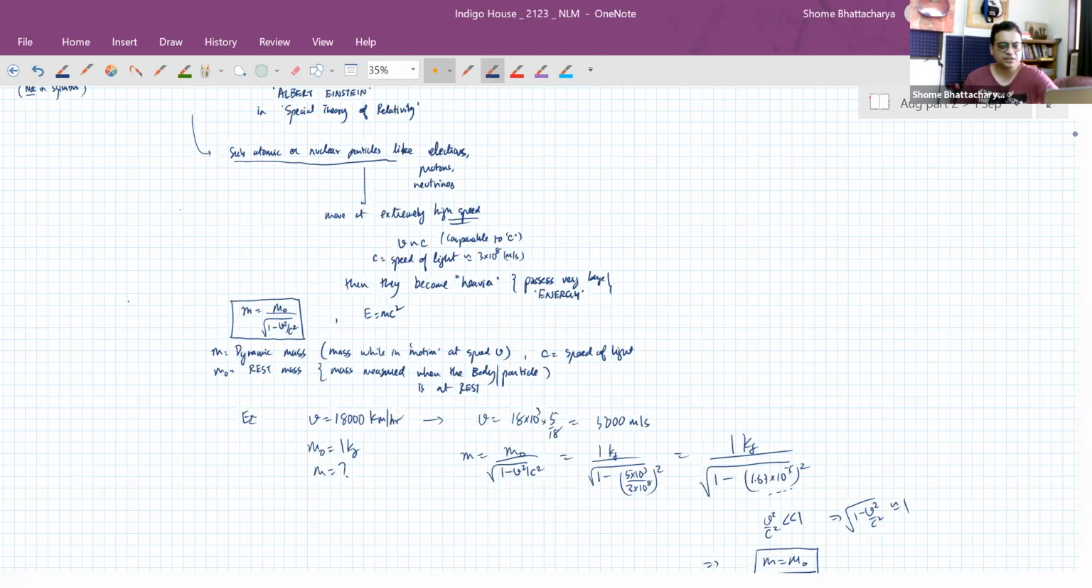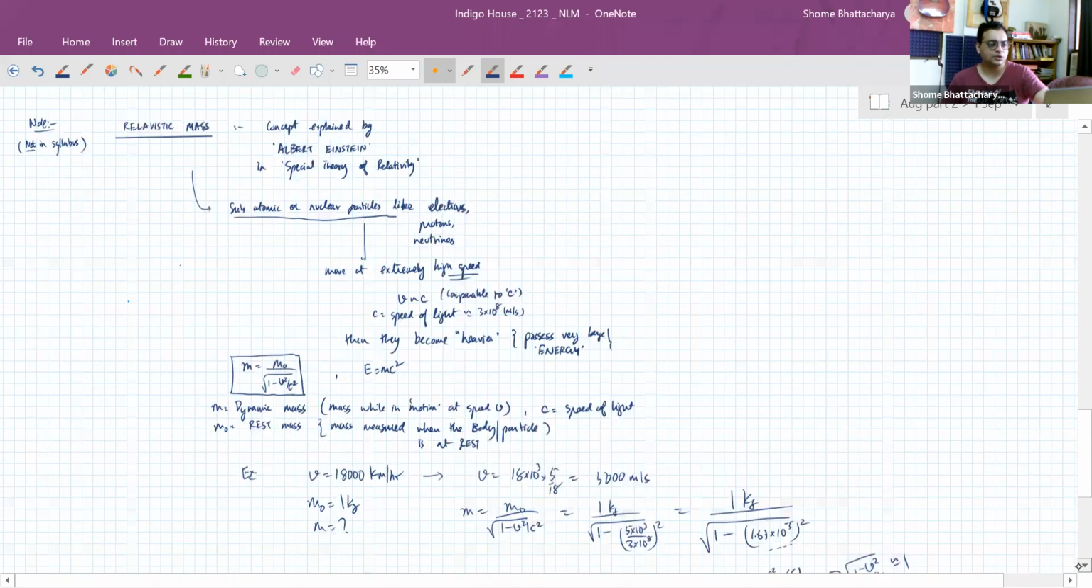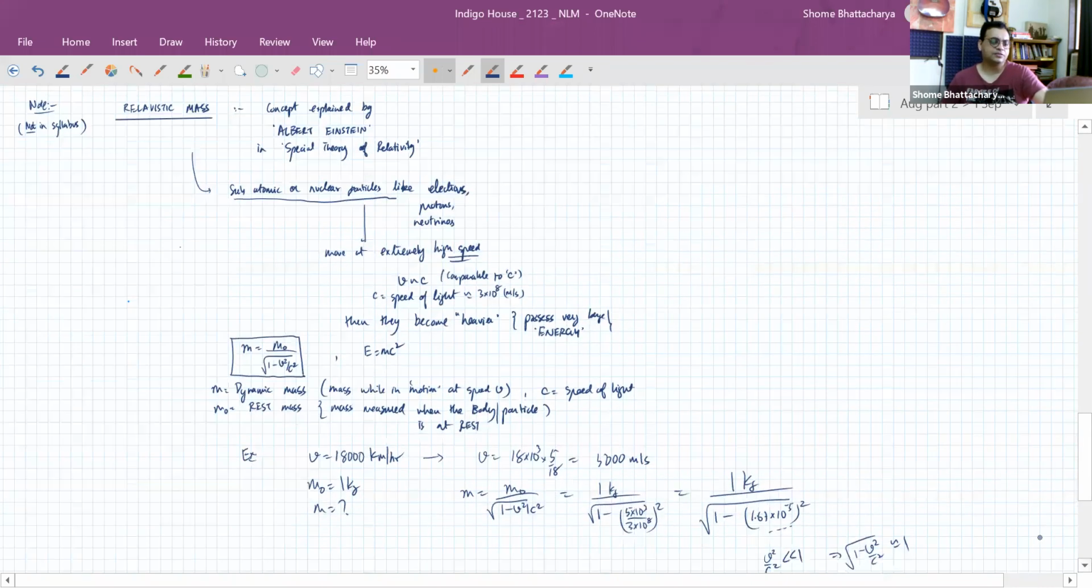So that is why this concept of relativistic mass comes into practice only in the case of particle physics, where particles are moving at what we call relativistic velocities. Relativistic velocities means the velocity is not equal to the speed of light, but comparable to it. But in classical physics, we don't really encounter anything moving that fast. So the dynamic mass does not come into play.